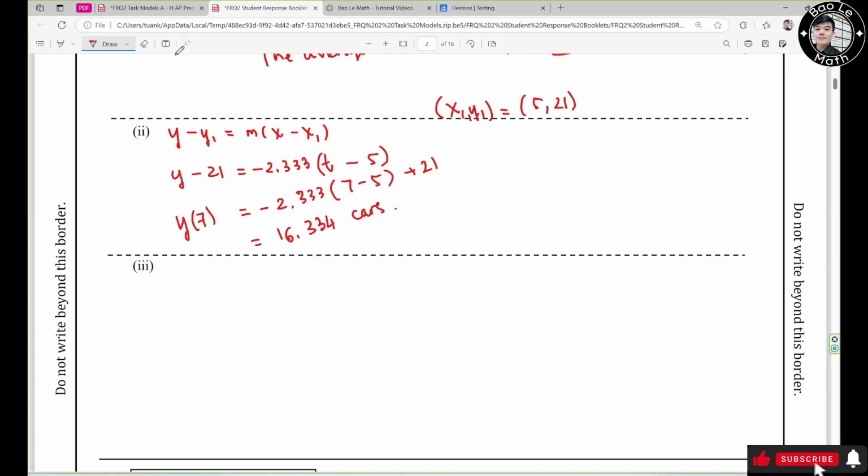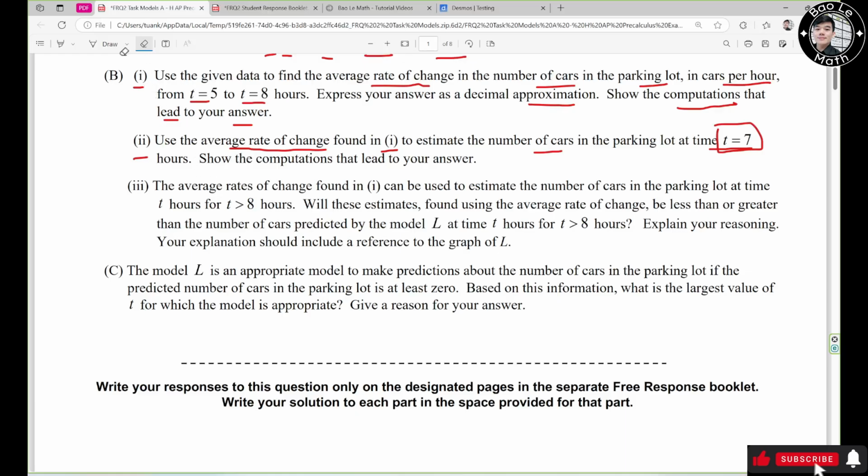Now, question B, part 3i. The average rate of change found in part 1 can be used to estimate the number of cars in the parking lot at time t hours for t greater than 8 hours. Will this estimate found using the average rate of change be less than or greater than the number of cars predicted by the model L at time t hours for t greater than 8 hours? Explain your reasoning. Your explanation should include a reference to the graph of L.